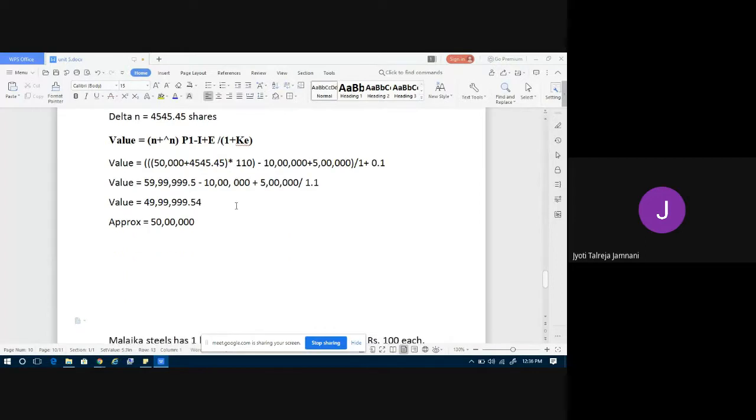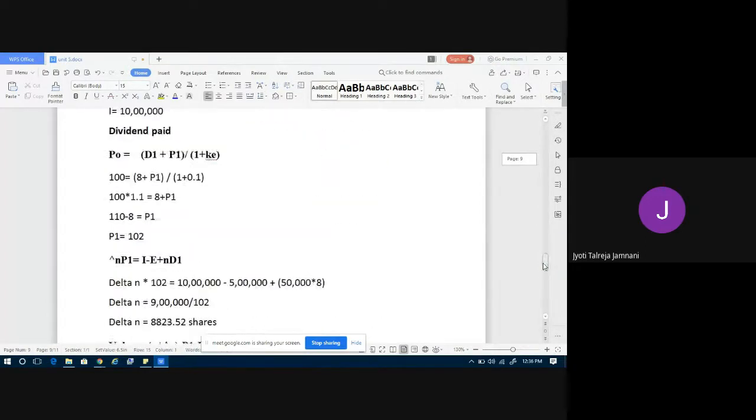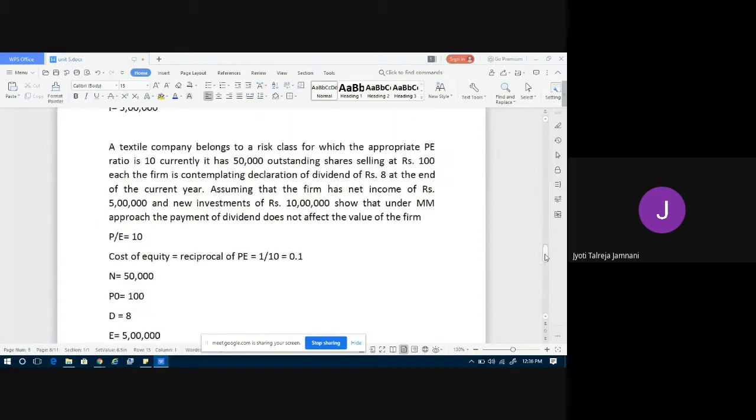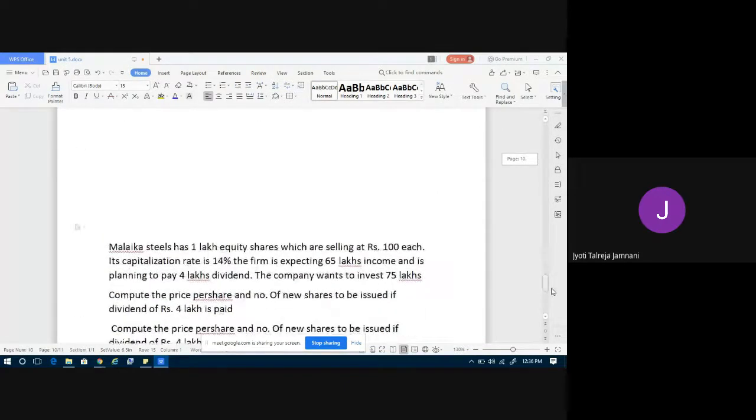This was about the next sum. If you see the entire sum, I have done it the same way. The only difference was that instead of giving you cost of equity, they gave you PE, and to find cost of equity, we took the reciprocal of PE. So this kind of small twist can come. Otherwise, the problem will be similar. There will be no other additional thing that will get added.